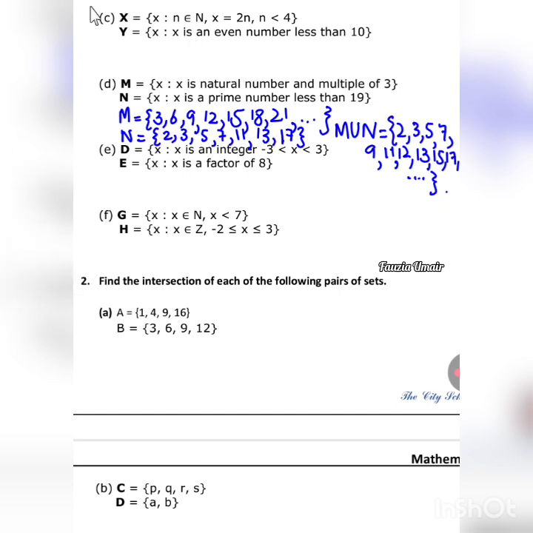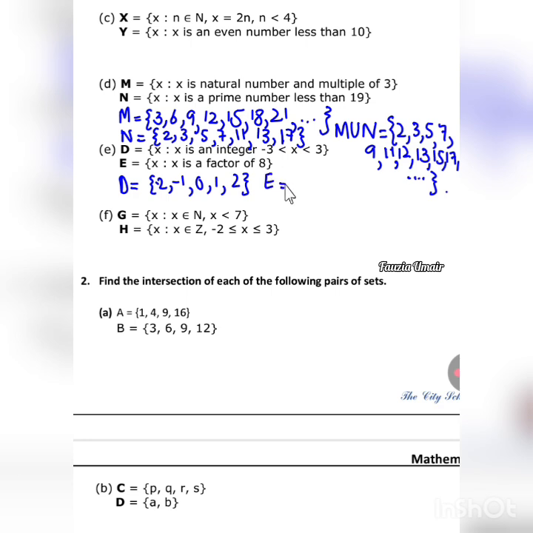I need to clear my concept for the one who's checking. So moving on to the E part, X is an integer. So now the inequality is used. X is an integer, X is less than 3 and X is bigger than minus 3. It means that D would have minus 2, minus 1, 0, 1 and 2. These are the elements of set D.